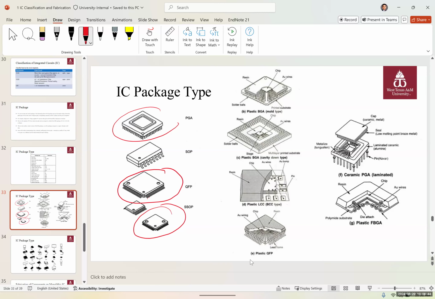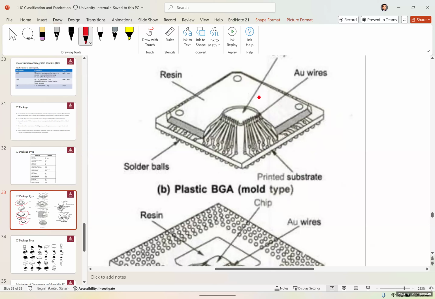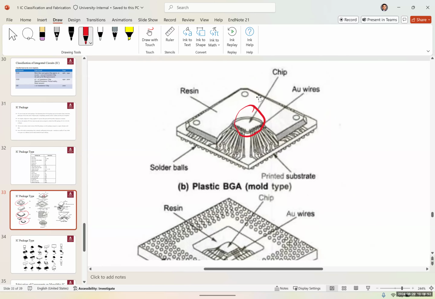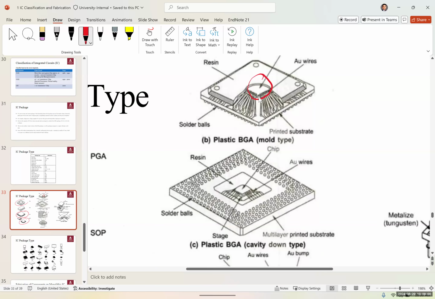So what is inside these packages? Inside the packages is the chip that you already saw as well. And then we have the resin or plastic. We have the solder balls. We have the substrate, wiring inside.